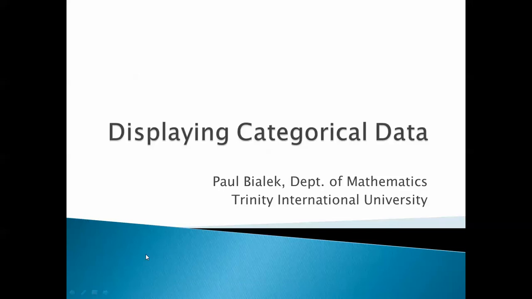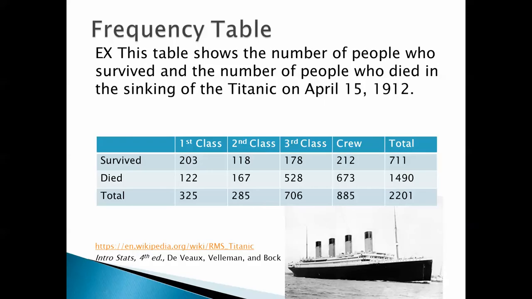Let's talk about displaying categorical data. This table shows the number of people who survived and the number of people who died in the sinking of the Titanic on April 15, 1912. It's called a frequency table because it shows the frequency in each category. So for example, first class. This column shows what happened to first class passengers. There were 325 first class passengers overall, 203 survived, 122 died.